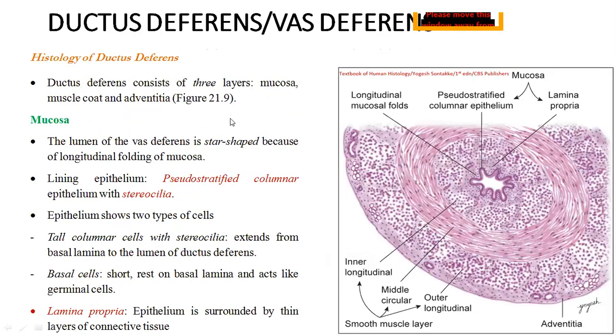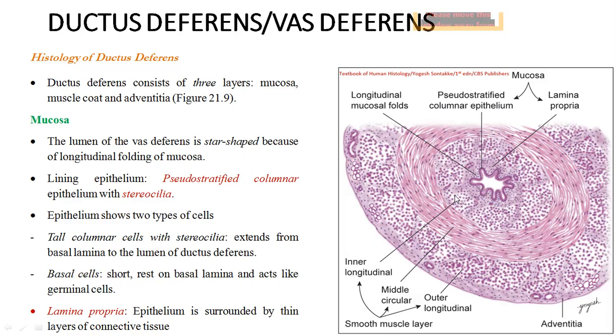Now, histology of ductus deferens or vas deferens. It consists of three layers: mucosa, muscle coat, and adventitia. The mucosa looks star shaped because of the longitudinal folding of the mucous membrane. The lining epithelium, you should remember, is pseudostratified columnar epithelium with stereocilia. The epithelium shows two types of cells. We see tall columnar cells with stereocilia extending from the basement membrane to the lumen of the ductus deferens. Then we have basal cells, which are short, resting on the basal lamina, and they act as germinal cells.